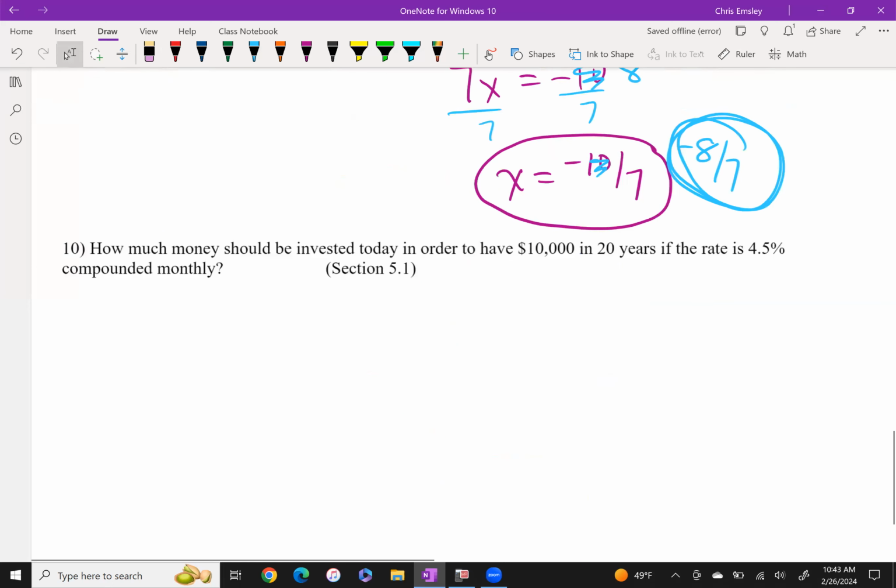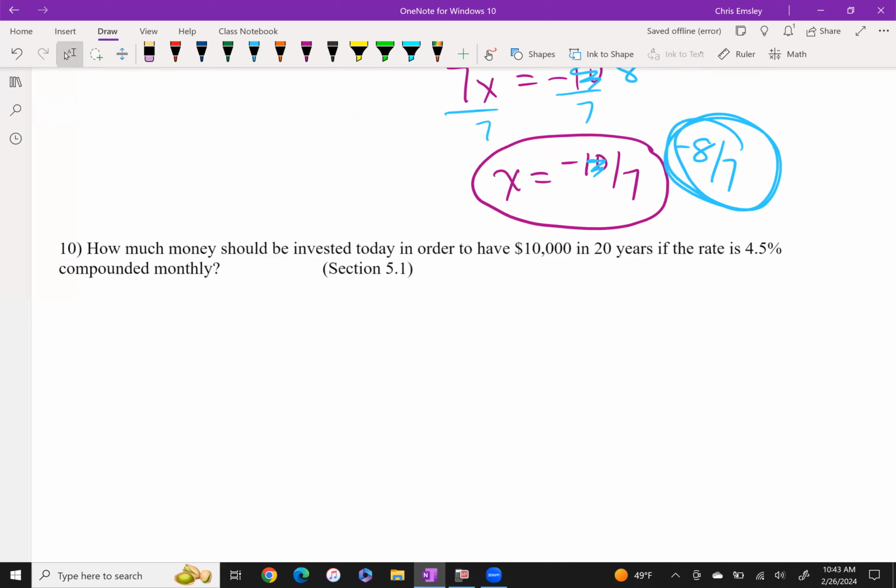Okay, number 10. How much money should we invest today in order to have $10,000 in 20 years if the rate is 4.5% compounded monthly? So this is an interest problem, compound interest. Specifically, the first thing we want to look at is what kind of compounding do we have going on here? Compounded monthly means we need to use this formula.